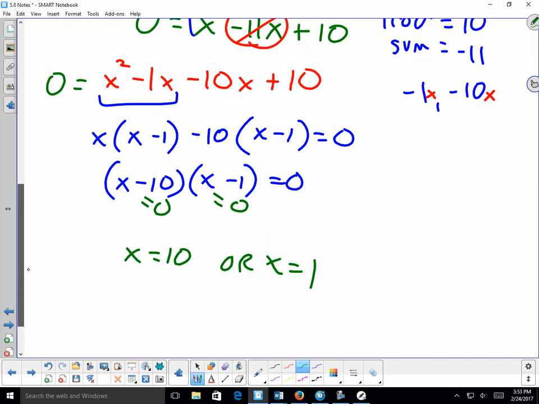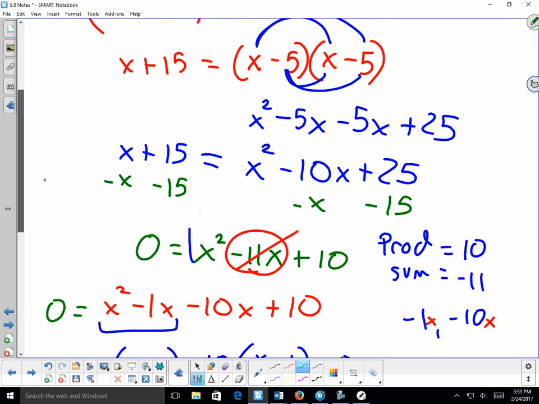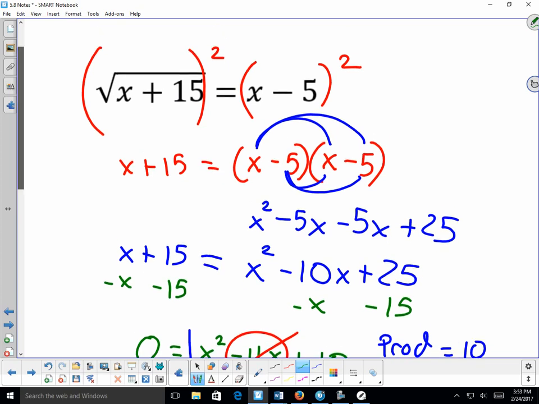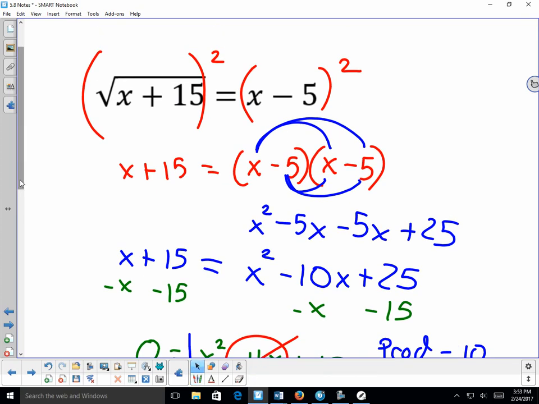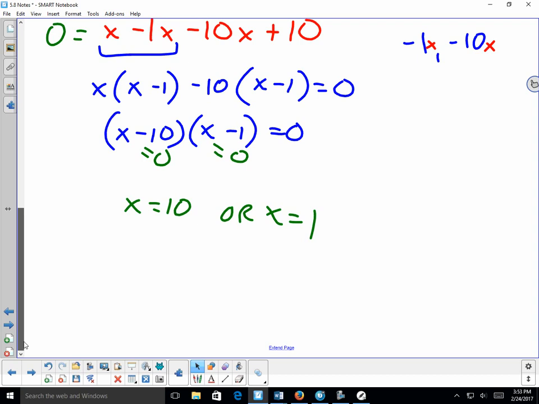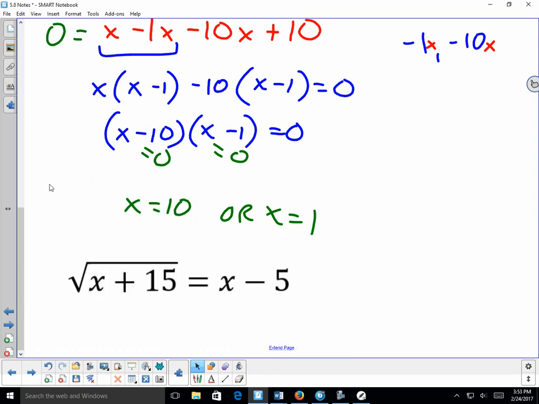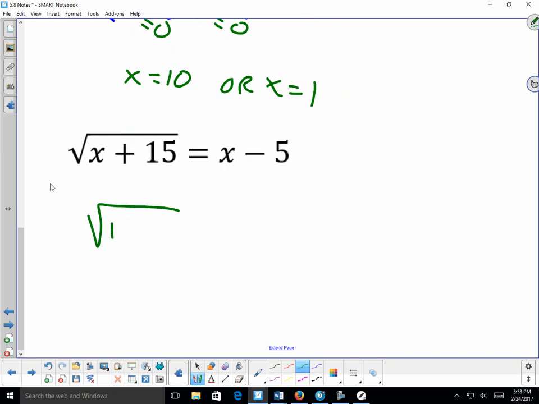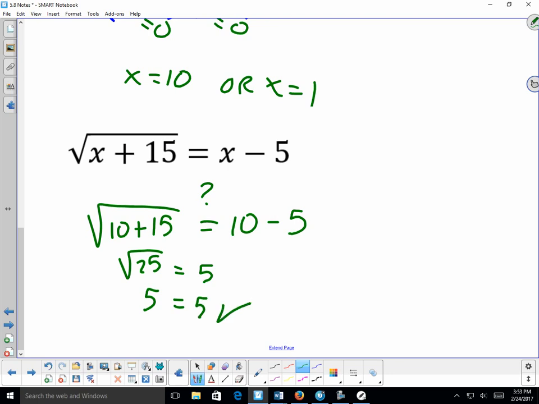Let's check these in our original to see if they work. If we try 10 first in the original, copy my original here. Okay, so if I'm going to plug in 10, I'm going to get square root of 10 plus 15. Is that equal to 10 minus 5? Well, I get square root of 25 on the left, which is 5, and 10 minus 5 on the right is 5, so that works. That means we like the solution of 10.